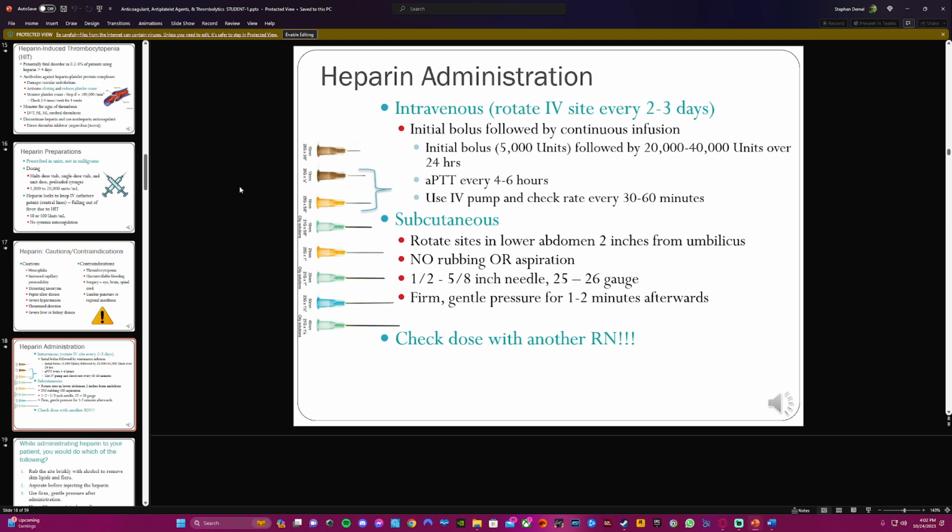Heparin administration for IV: we want to rotate the IV site every 2 to 3 days. Initial bolus followed by continuous infusions. The initial bolus is about 5,000 units, followed by 20 to 40,000 units over 24 hours. You want to check APTT every 4 to 6 hours, and use an IV pump and check the rate every 30 to 60 minutes.